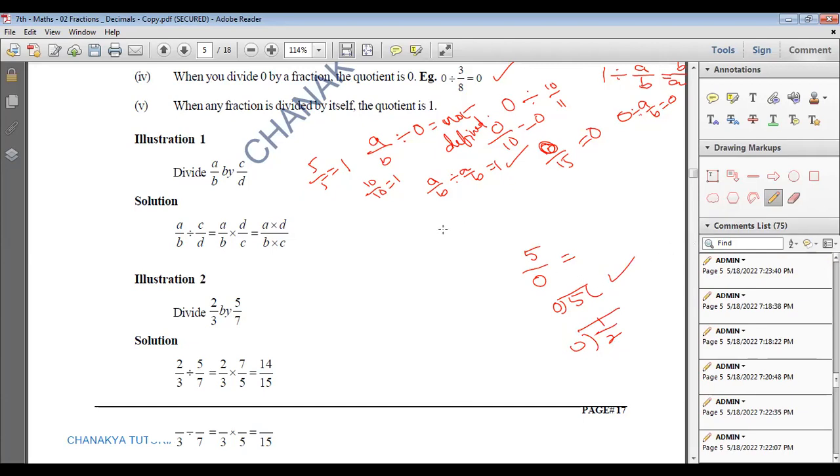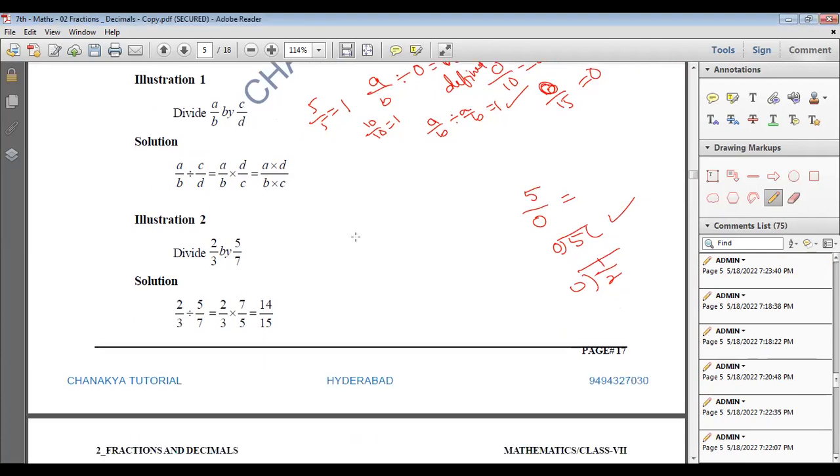Okay, hope you understood, children. Any doubt here? No, ma'am. No doubts, ma'am. We got all. Very good. Shall we go with the next part of examples? There are many examples, children. You can see here.